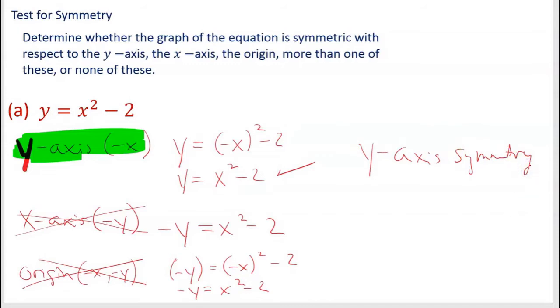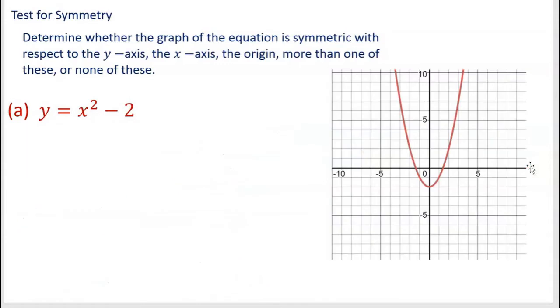I would like to mention a little bit about what y-axis symmetry is also called in function notation, but let me show you the graph. So the graph of y equals x squared minus 2, you see right here, definitely has y-axis symmetry. It's really clear. It's a reflection right down through the line in the middle. That's also called an even function, right? If it's a reflection through the y-axis.